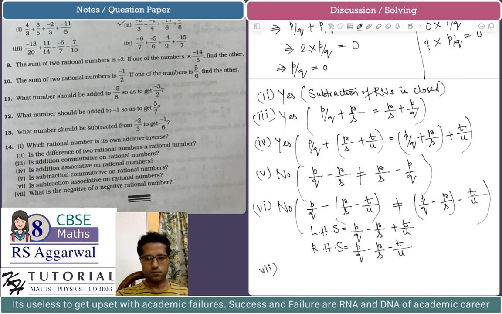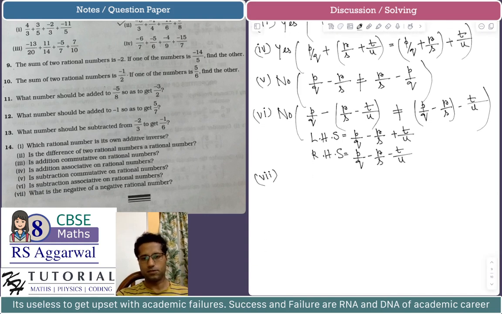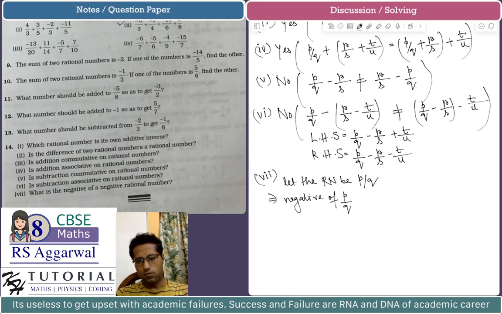7. What is the negative of a negative rational number? What is the negative of a negative rational number? So let's say the rational number be P by Q. This implies negative of P by Q is equal to, you can just take the negative of the numerator, minus P by Q.